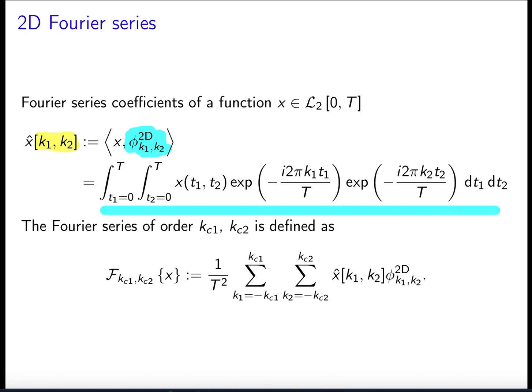When we want to reconstruct the signal from these functions, basically we sum over k1 and k2, and we weight each of the 2D sinusoids or 2D complex exponentials by the corresponding Fourier coefficient. This is essentially the same as in one dimension. The only difference is that now we're building the function using 2D sinusoids as opposed to 1D sinusoids.